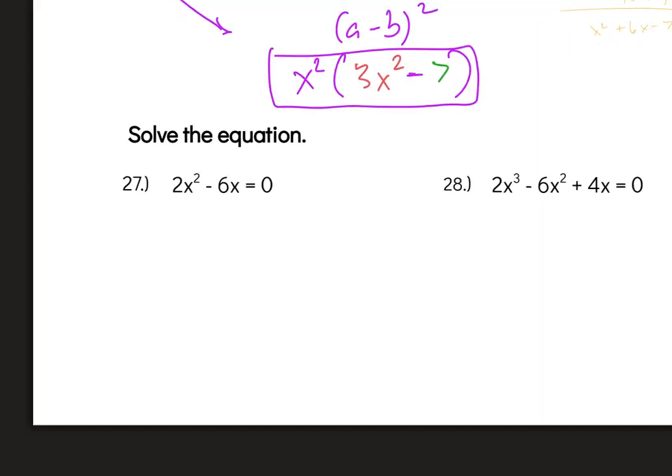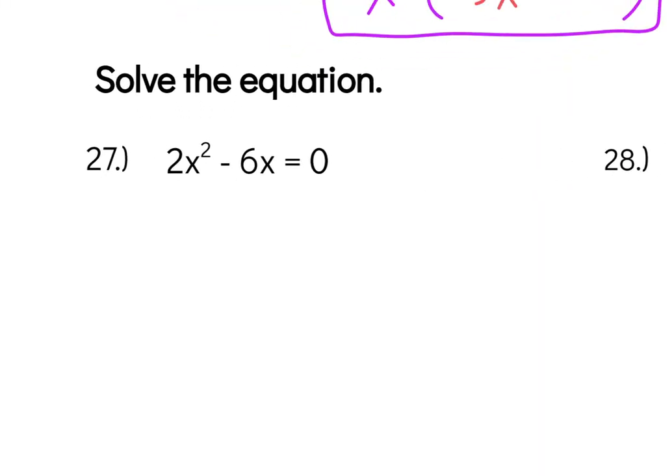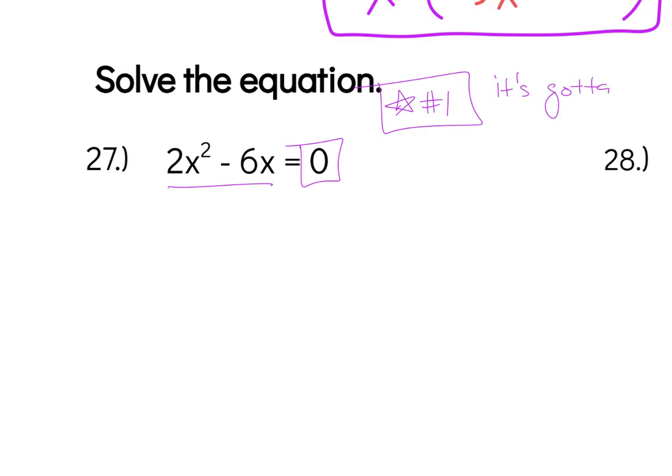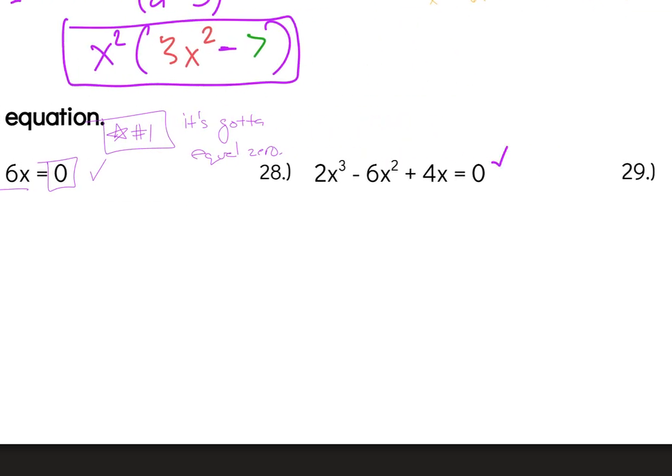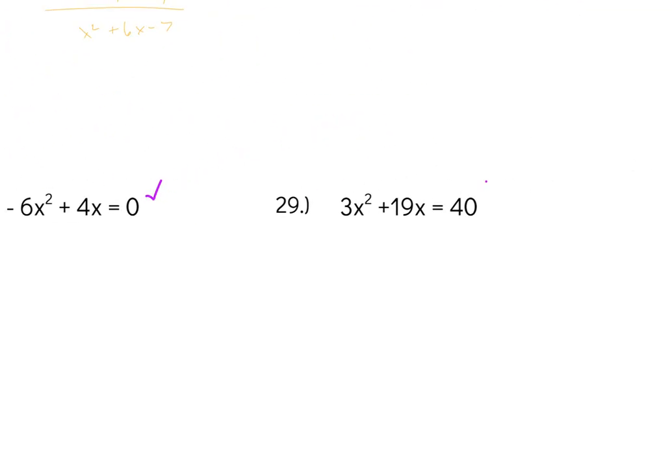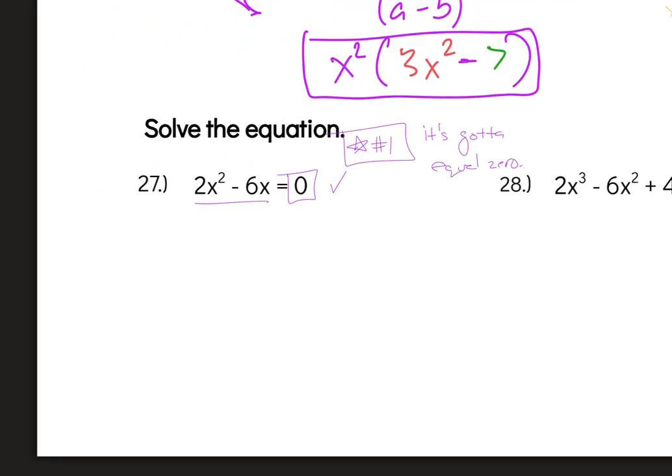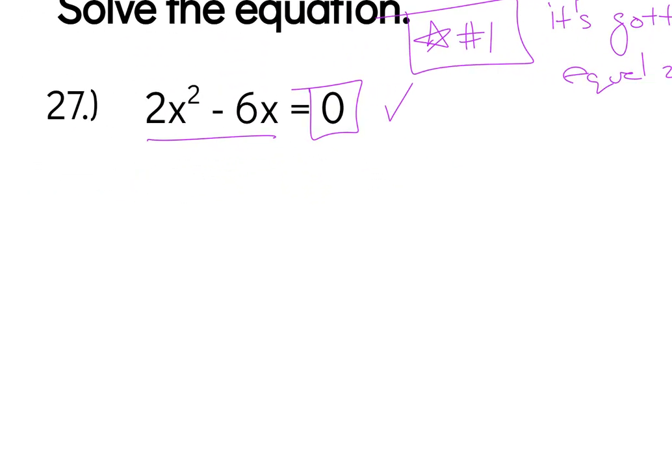We have done some factoring. Now let's do some solving, which, believe it or not, requires factoring. So this binomial equals 0. Number 1, I don't know where I'd put a star. Number 1 and star. It's gotta equal 0. So check, we equal 0. Check, we equal 0. Oh no, it doesn't, but we can make it equal 0. So anyway, what are we going to do here? Well, let's factor it. They have a 2 and an x in common. That leaves us with x minus 3.